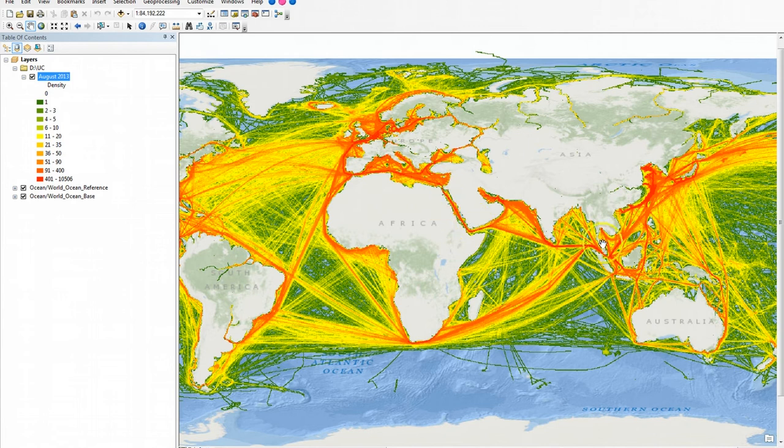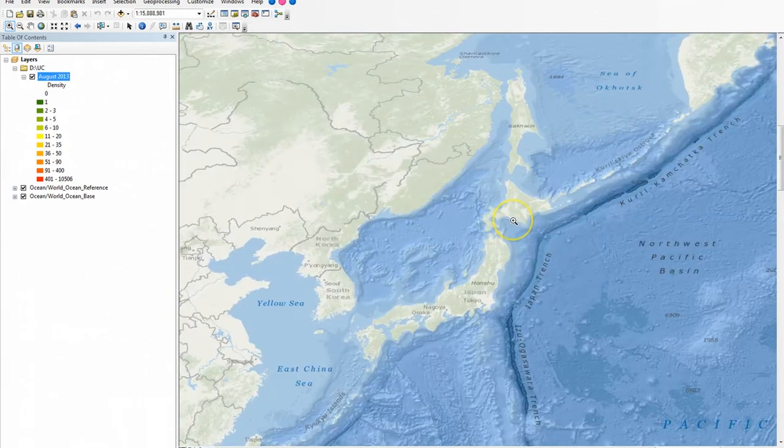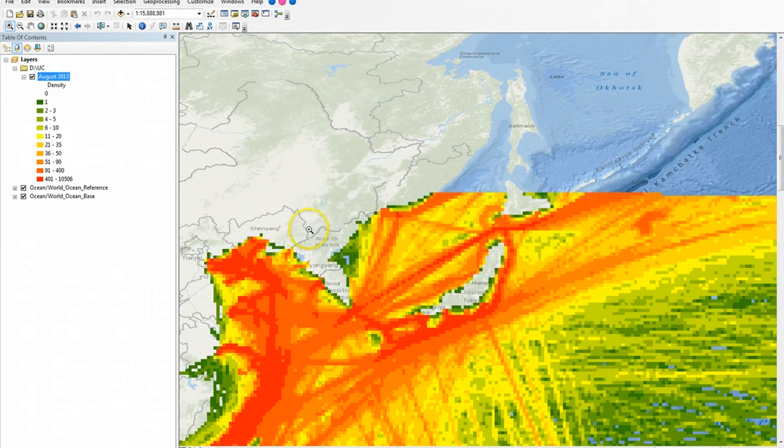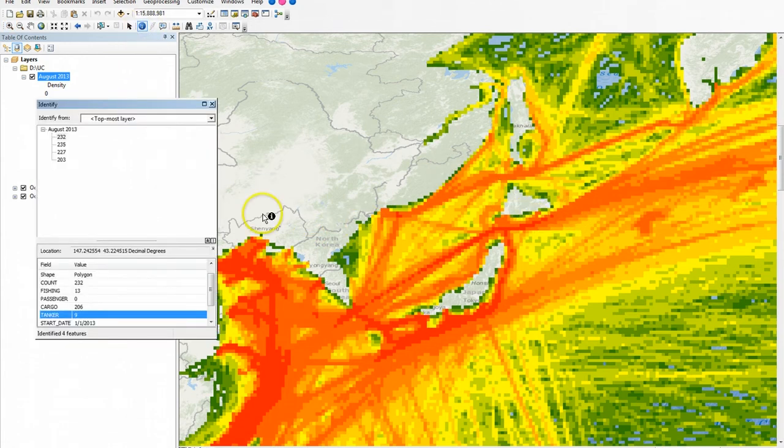Now that you've had a chance to see the global shipping density, let's zoom into a smaller region of the world, an area around Japan, and we can take a closer look at more localized shipping. Once this area of Japan is rendered, using the Identify tool, we can analyze specific cells that may be of interest. For example, this cell saw 232 vessels transit through it in August, made up of 13 fishing, 0 passenger, 206 cargo, 9 tanker, and 4 other vessels. Whereas this area of higher traffic shows 1,222 vessels have transited through it.